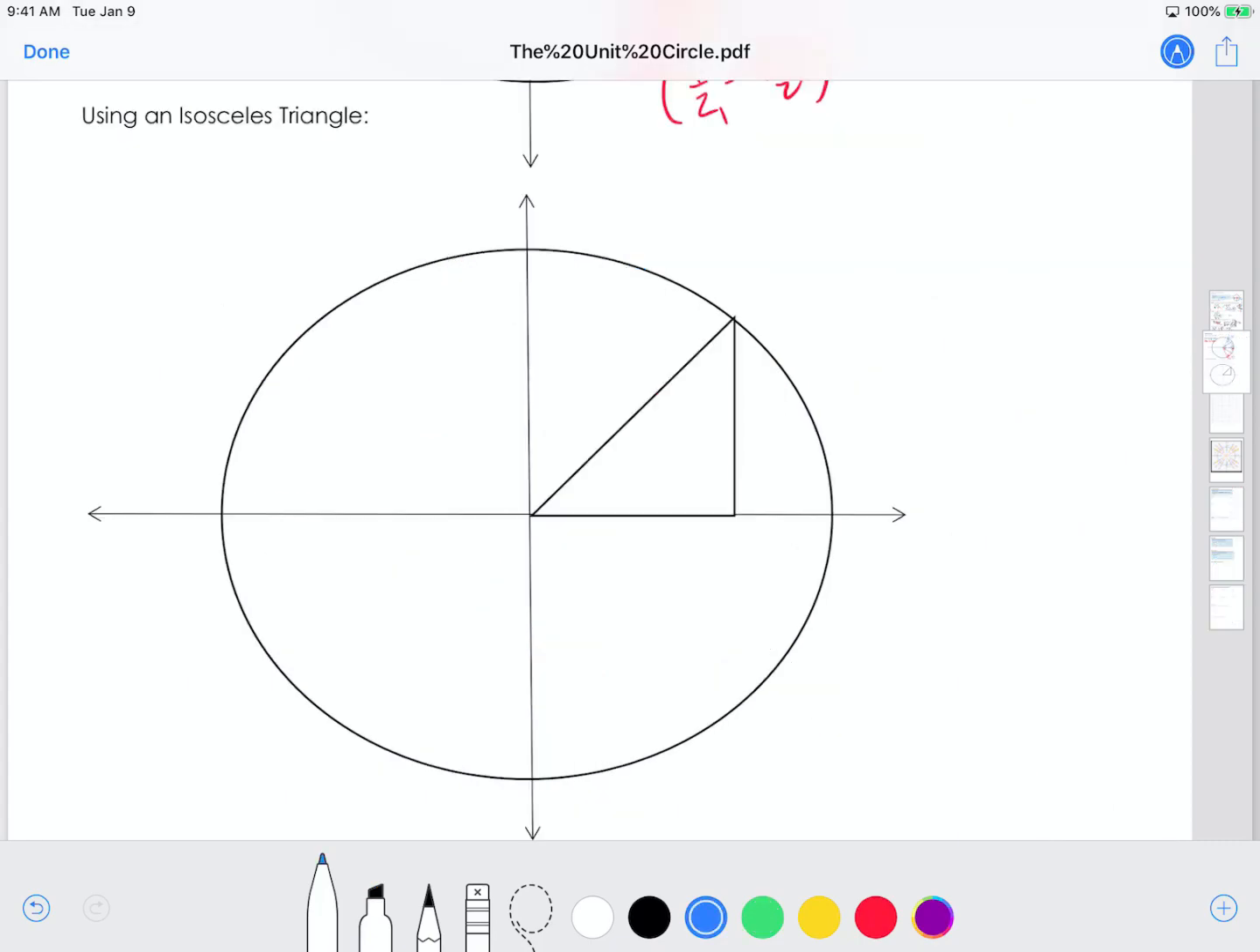Now we're going to look at a 45-degree angle. So I'm going to open this up to 45 degrees. And because this is a 90-degree angle, then this would also have to be 45 degrees.